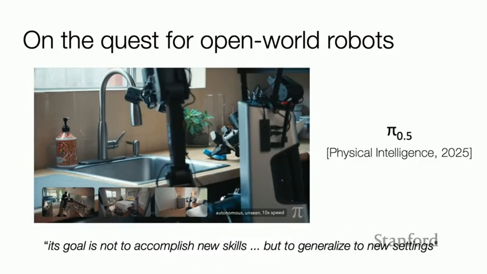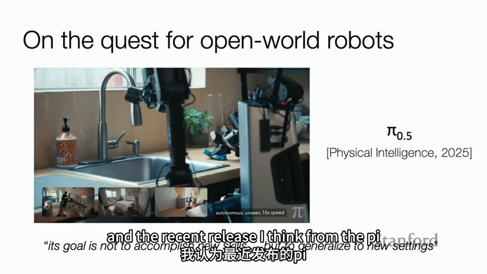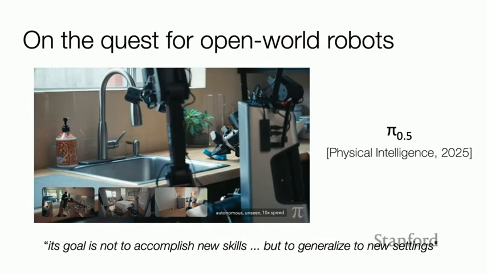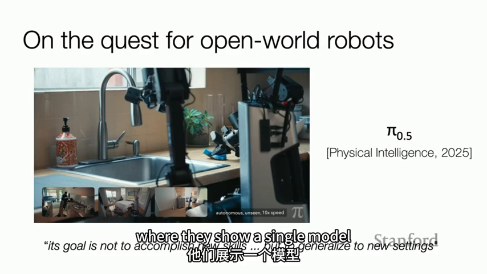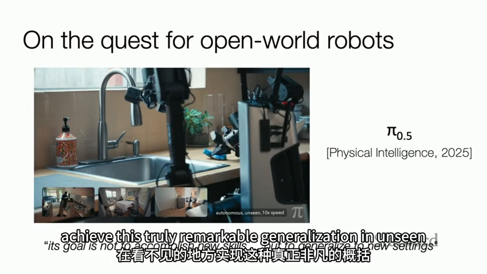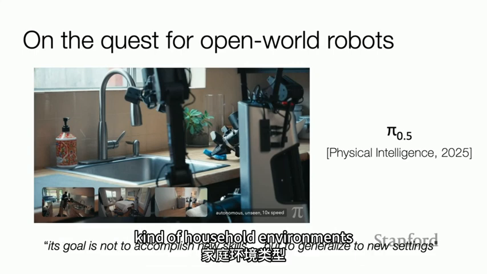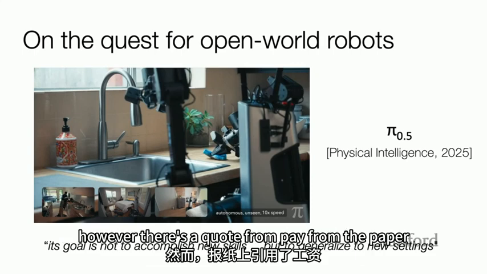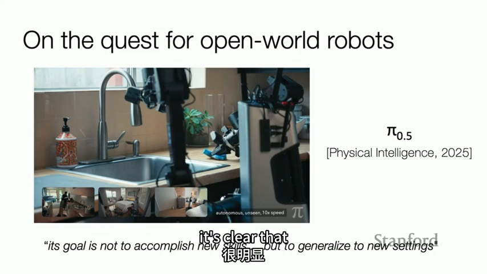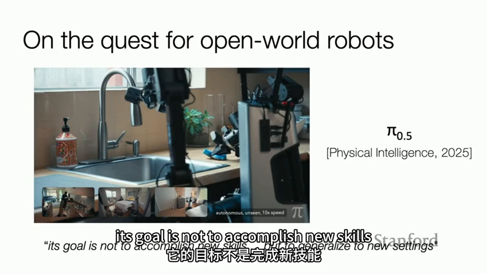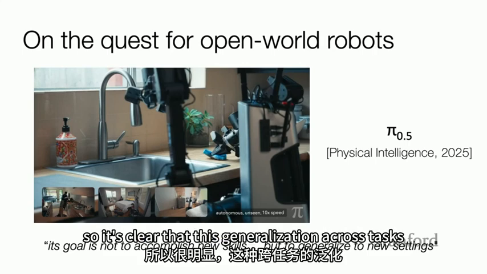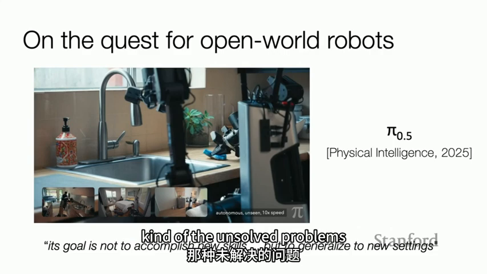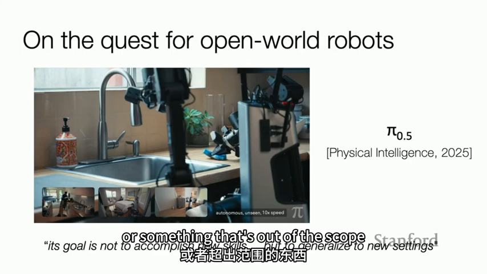semantic knowledge. And the recent release from Physical Intelligence, the Pi 0.5, is perhaps one of the culminations of these efforts, where they show a single model can achieve truly remarkable generalization in unseen household environments. However, there's a quote from the paper: its goal is not to accomplish new skills, but to generalize to new settings. So it's clear that generalization across tasks still remains an unsolved problem, or something that's out of scope.